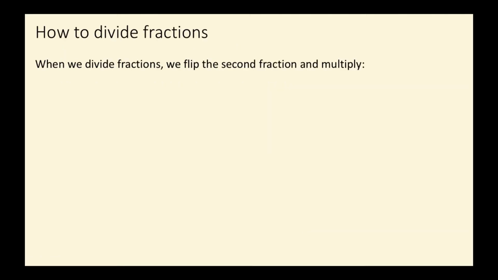When we divide fractions, we have to flip the second fraction and multiply. So here's a question, a half divided by a quarter. And what we do is write it all out again, but this time I've flipped the second fraction. So the 4 changes to the top and the 1 goes on the bottom. And then we change our divide sign to a times sign, and we just multiply across. So 1 times 4 is 4, and 2 times 1 is 2.